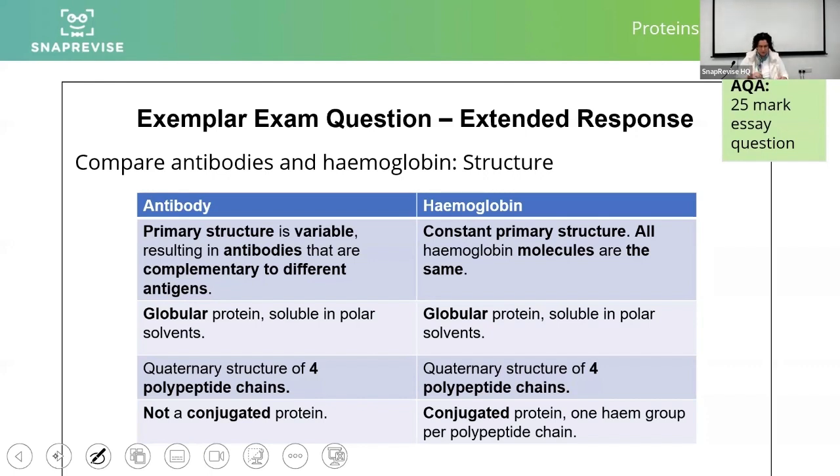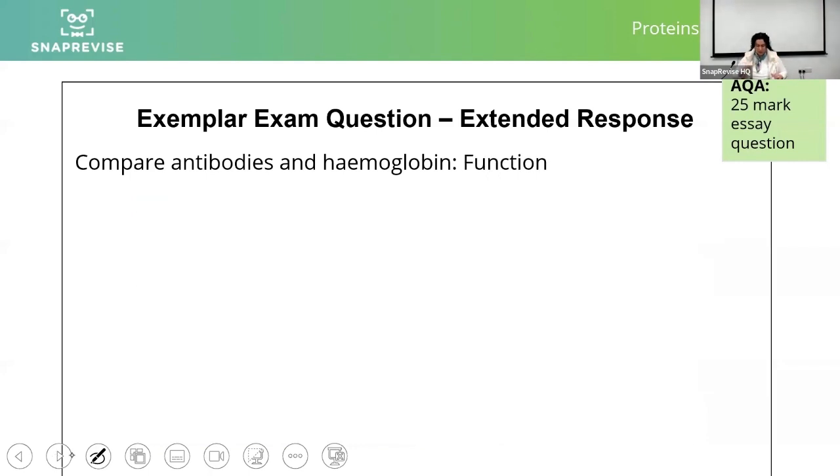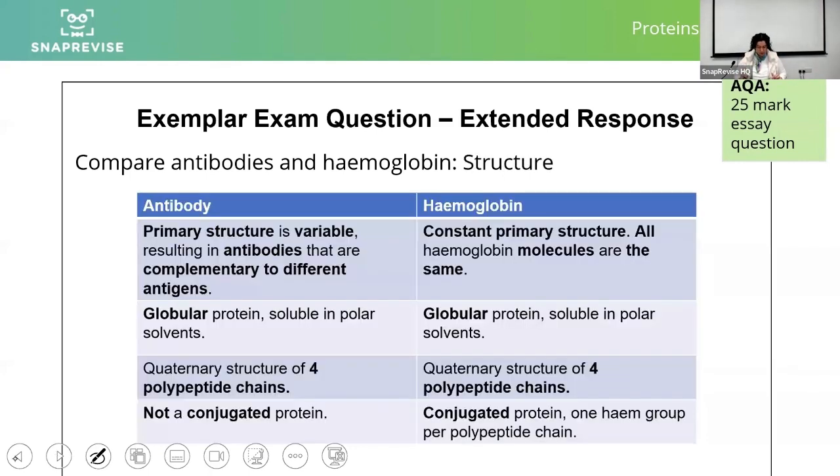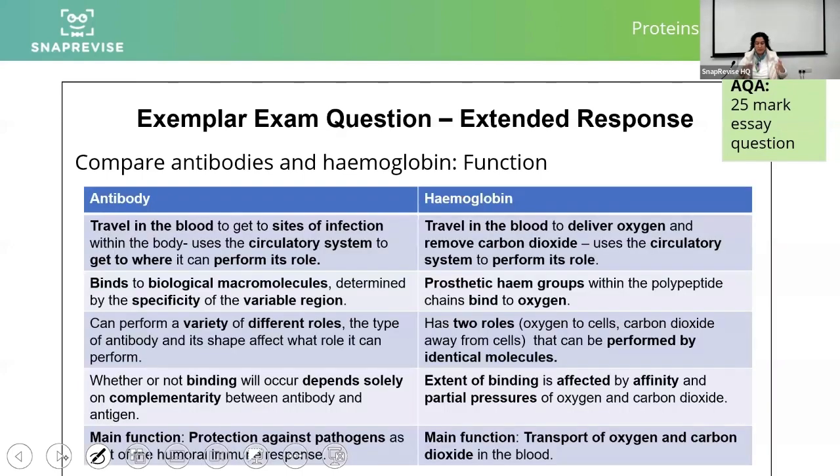I'm not going to go through this in a lot of detail. They're globular, soluble, but as a similarity, not a conjugated protein, whereas hemoglobin is a conjugated protein. A number of structural differences, and also a summary of the functional differences. Again, I'm not going to go through these in a lot of detail. They're basically what we covered in that question, but feel free to familiarize yourself a lot and pay note to the phrasing and the use of keywords in bold.